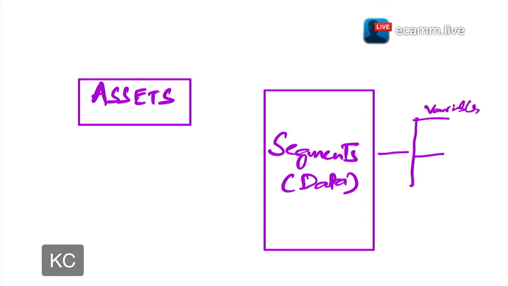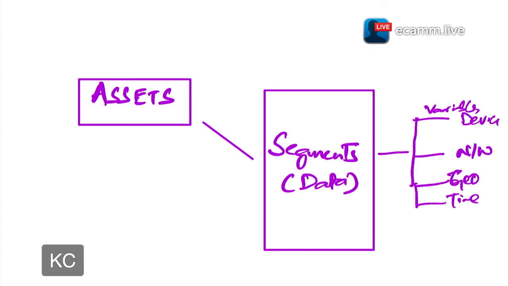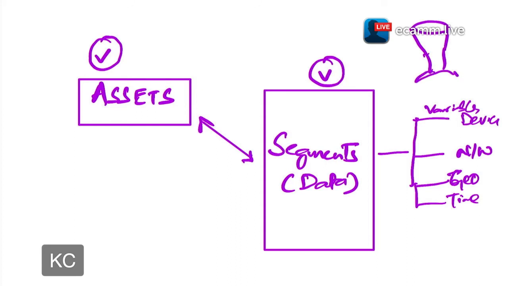For example, I would want to understand device specific metrics, network specific metrics, geographical related metrics, time specific activities, etc. Now, we need to understand what is the correlation between assets and segments, number one. And we need to look at where each of these things are individually located and how you can leverage this information for a successful Google Ads account.